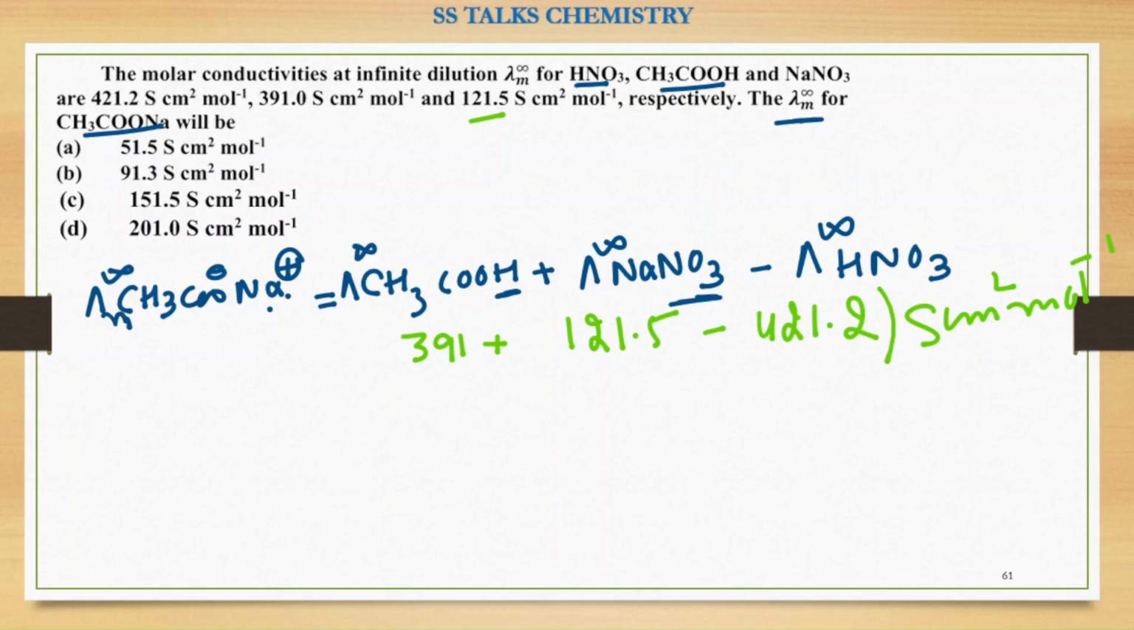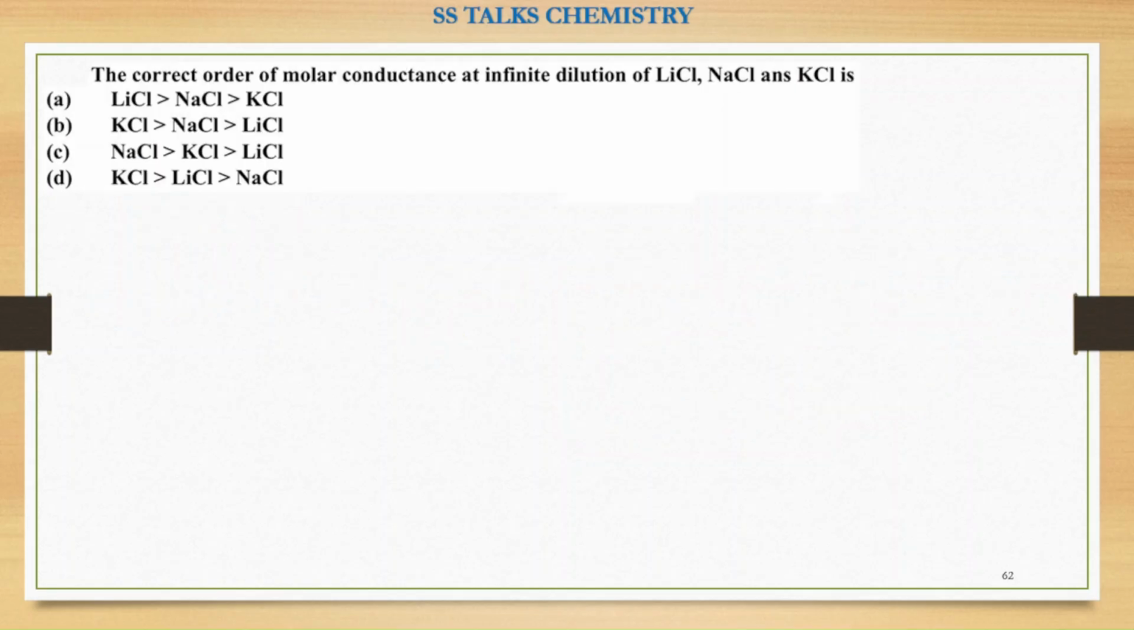So just solve this. The value you will be getting is 91.35 Siemens centimeter square per mole. So this is going to be our answer, which is given to us in option B over here, right? Next we have this one.